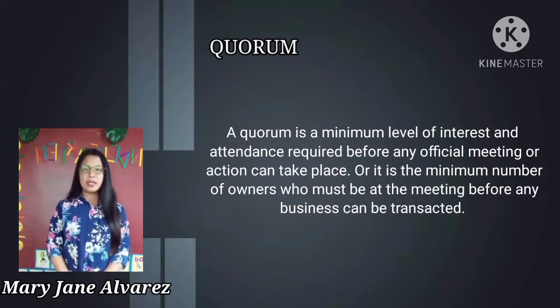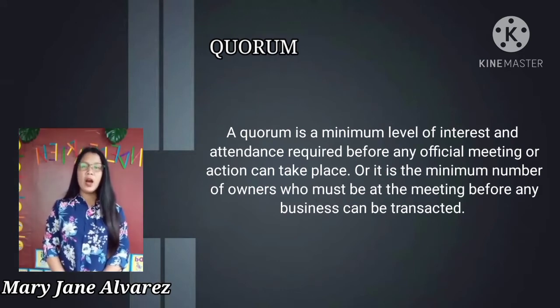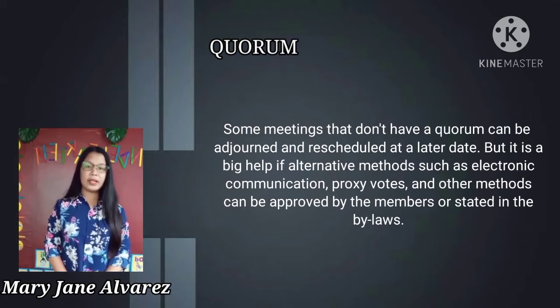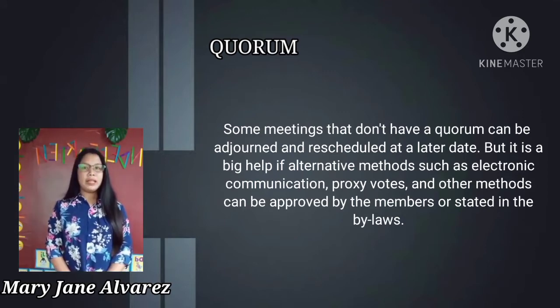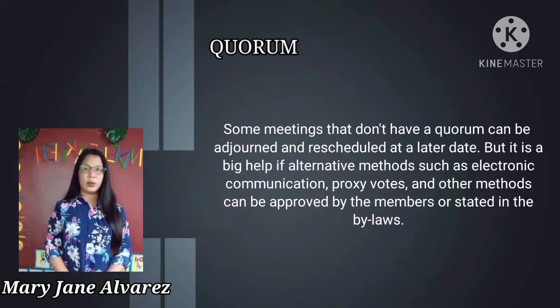A quorum is a minimum level of interest or attendance required before any official meeting or action can take place, or it is the minimum number of owners who must be at a meeting before any business can be transacted. Some meetings that don't have a quorum can be adjourned and rescheduled at a later date, but it is a big help if alternative methods such as electronic communications, proxy votes, and other methods can be approved by the members or stated in the bylaws.